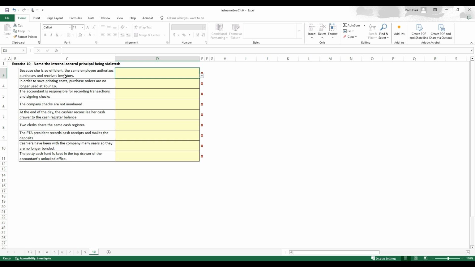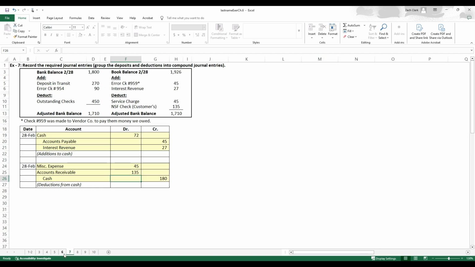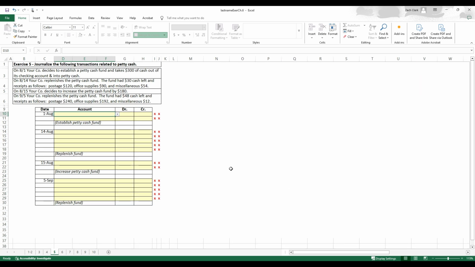Cool. Okay. I'm going to leave this one for you all to work on. Again, just drop down, look through your notes in the book and all that to get the information there as far as what internal controls are being violated. And then let's just go back and look at this petty cash problem. But really focus in on the bank reconciliations in this chapter. It's the most important thing.